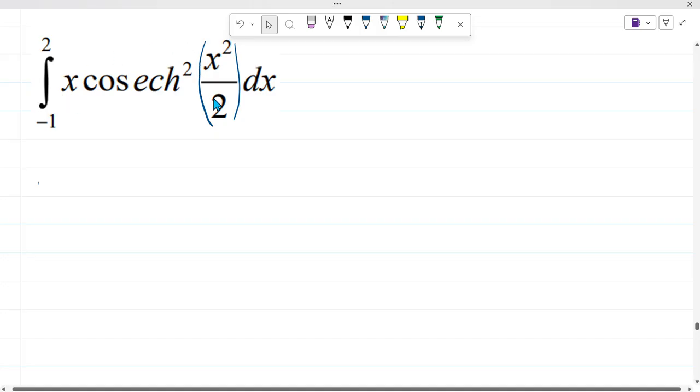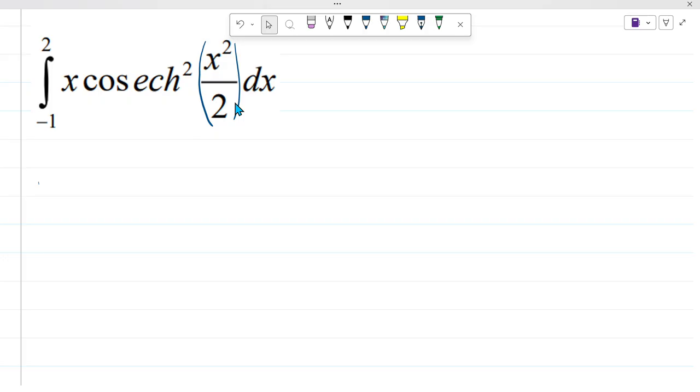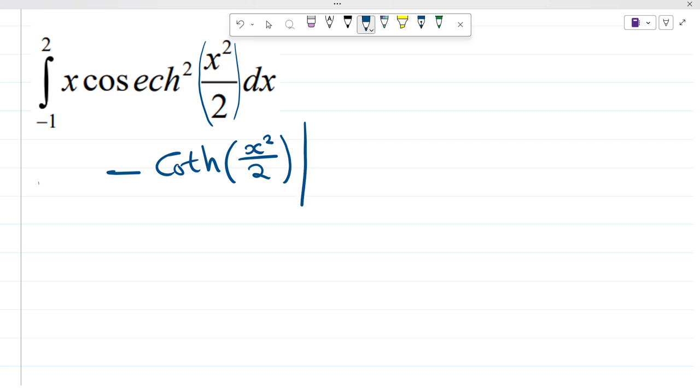So what do we then do? We just ask ourselves, what is it that was differentiated for us to get positive hyperbolic cos x squared of that argument? So the positive one, we know that it's what? It's negative what? Negative hyperbolic cot of that argument. So the answer for this is just negative hyperbolic cot of that argument that we're dealing with, x squared over 2. Then you put your limits being 2 and negative 1.